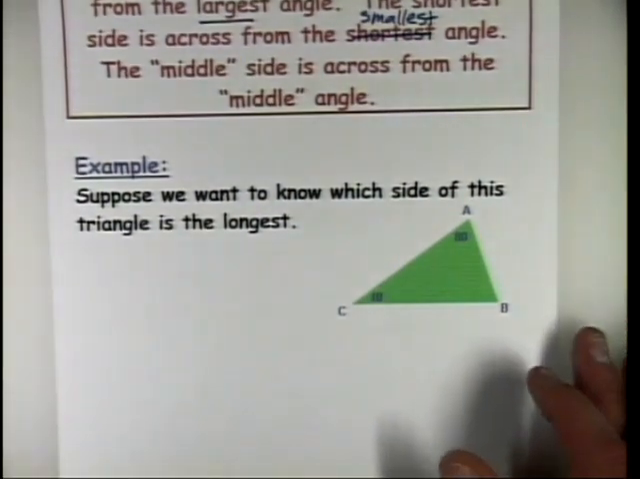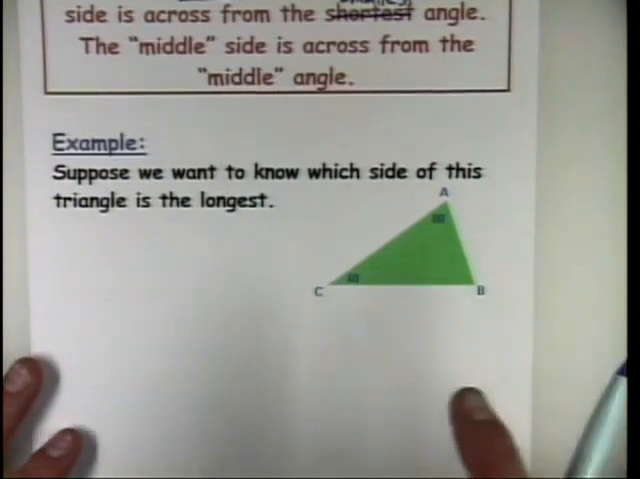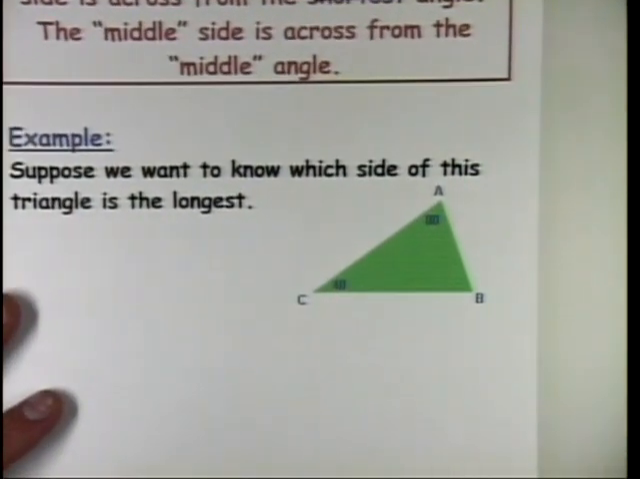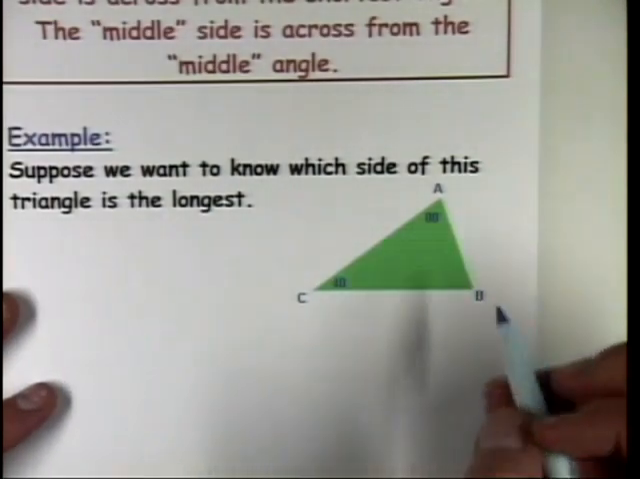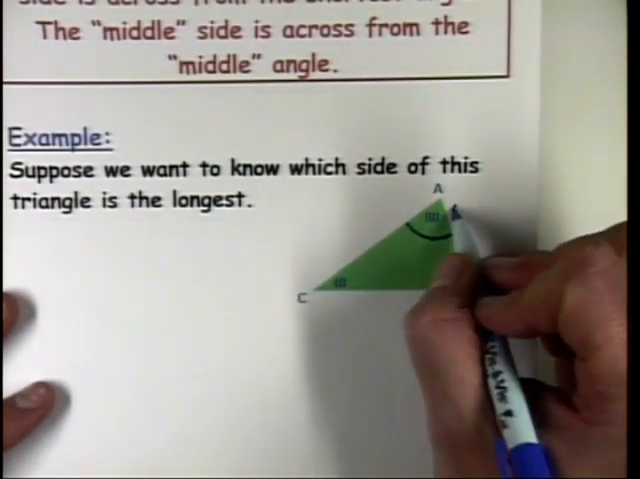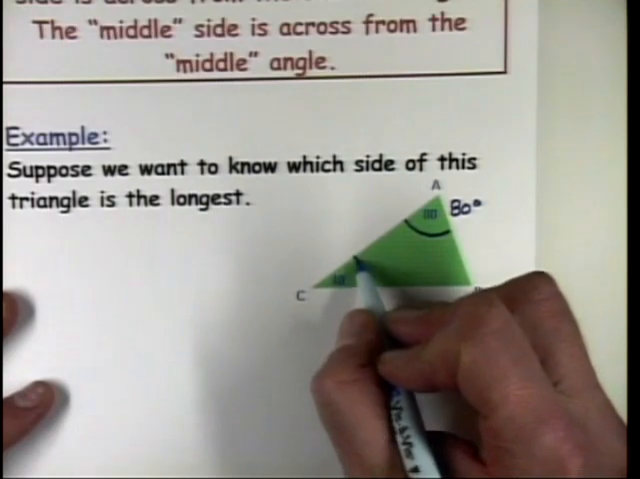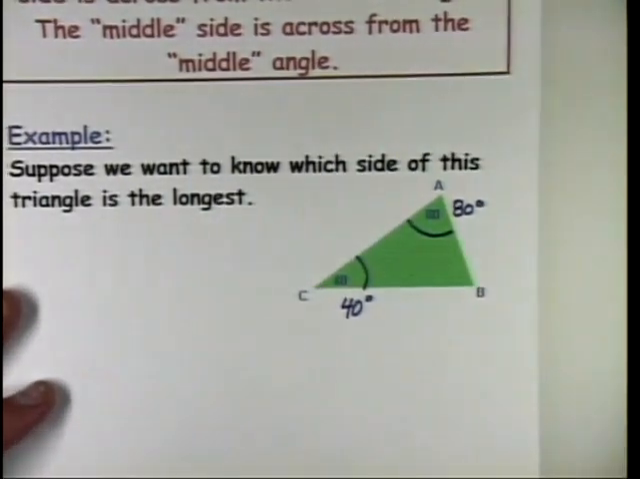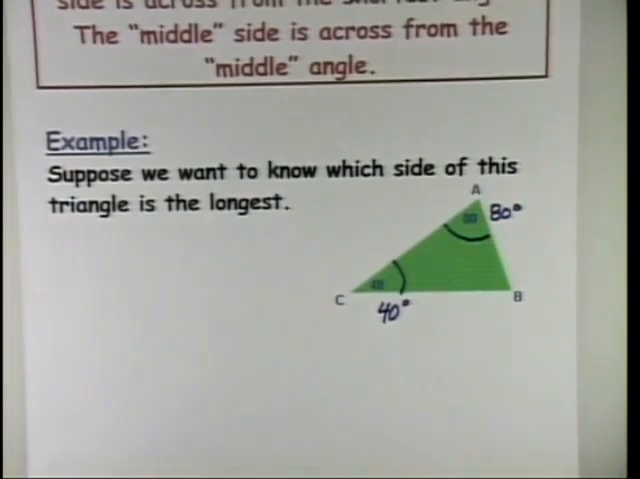Let's look at this example here. Suppose that we want to know which side of this triangle is the longest. Well, we have triangle ABC, and it's hard to see, but we know that this angle here is 80 degrees. And we know this angle, angle C, is 40 degrees. Okay? We don't have any of the side lengths, but by our little theorem here, we can figure out which side is actually the longest.